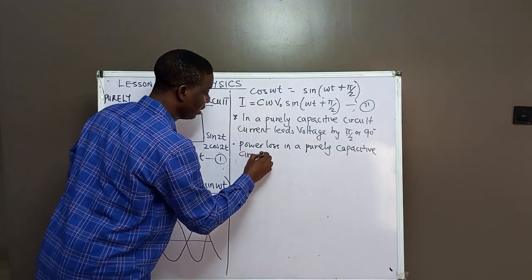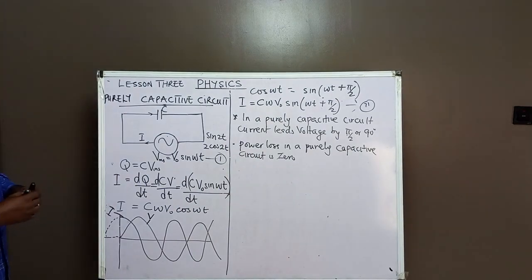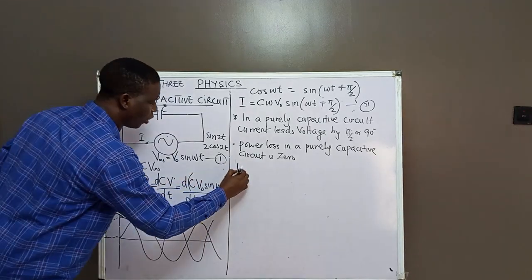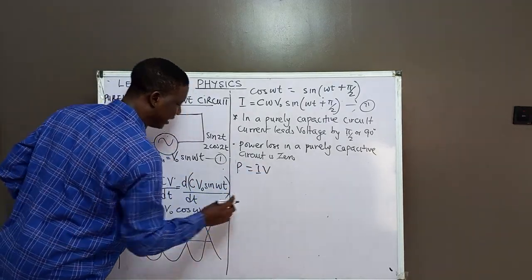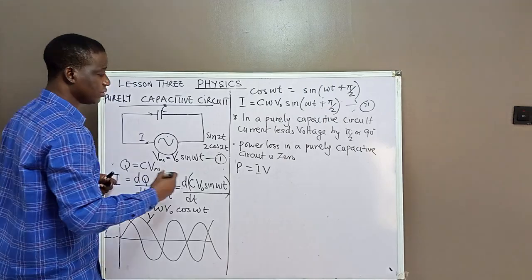Circuit is zero. So the purely capacitive circuit has what? I will explain. Now let me put power equal to what? Power is IV. We all understand that one. What is the current?